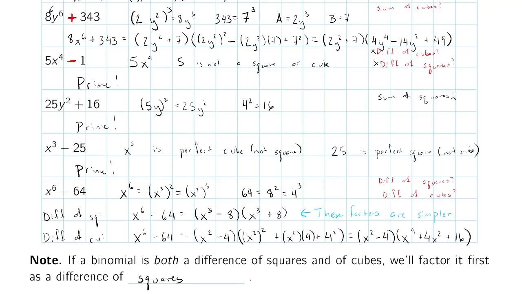For the moment, we're only doing one round of factoring. So if you see something that you can see as both a difference of squares and a difference of cubes, factor it as a difference of squares.